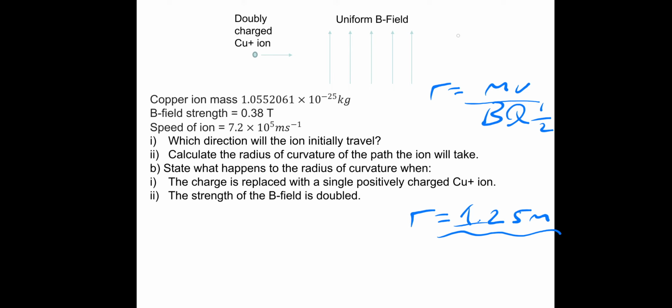And then the next one, if the strength of the magnetic field is doubled. So if we actually doubled the strength of the magnetic field, the radius would do the opposite, it would halve. So that would be the original 0.62 meters divided by 2. And the original 0.62 divided by 2 would give us 0.31 meters.